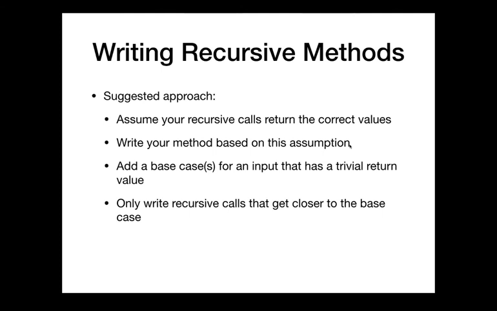But write your whole algorithm based on the assumption that your recursive calls work and are fully functional, even though that is the method you're writing. It takes some bending of your mind to get that the first few times you do it. But just assume that they work. Then add in a base case, some really simple return value where you know the answer, and then make sure, very importantly, make sure your recursive calls are always getting closer to the base case.